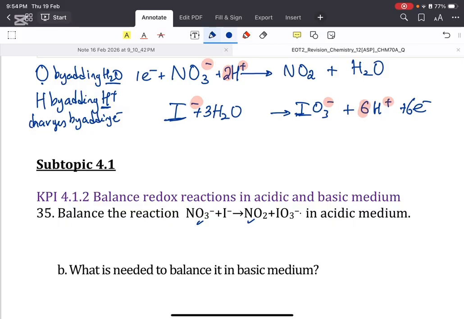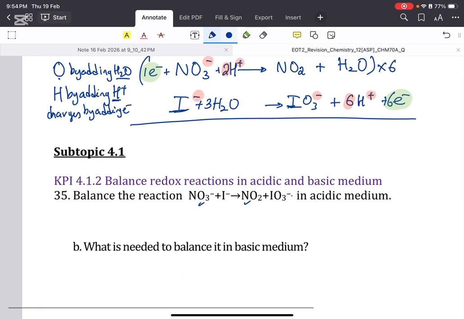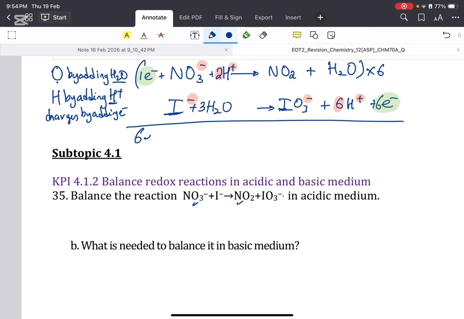Now, 1 electron gained and 6 electrons lost. So we need to multiply this half equation by 6 to balance the electrons lost and gained. Finally, I'm going to write it over here. So 6 electrons plus 6 NO3 minus plus 6 times 2, that is 12 H plus.